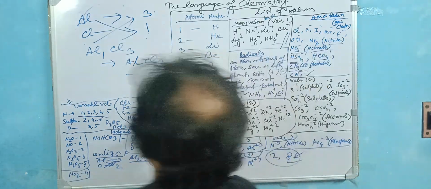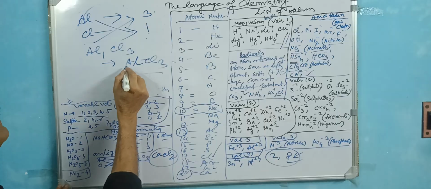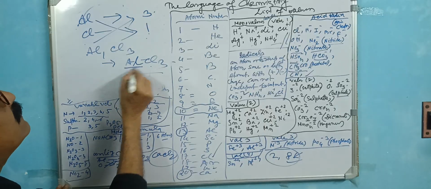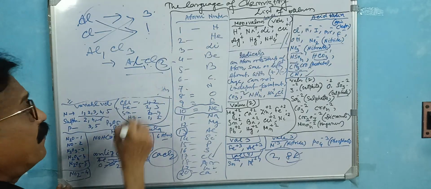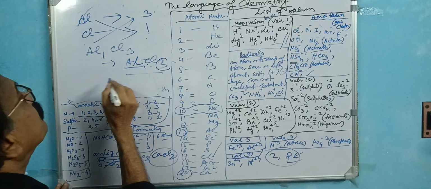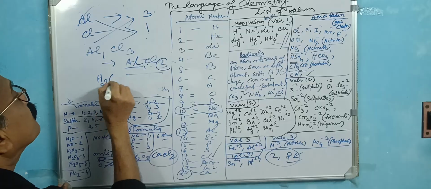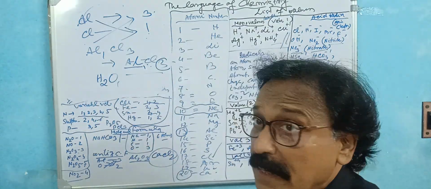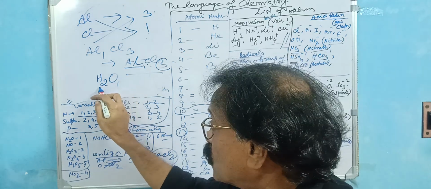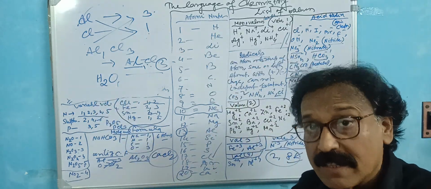So from this formula AlCl3, what is the valency of aluminum? 3. What is the valency of chlorine? 1. Suppose water, what is the valency of hydrogen? 1. If nothing is written, it means 1. What is the valency of oxygen? 2. In this way, study the chemical formula.